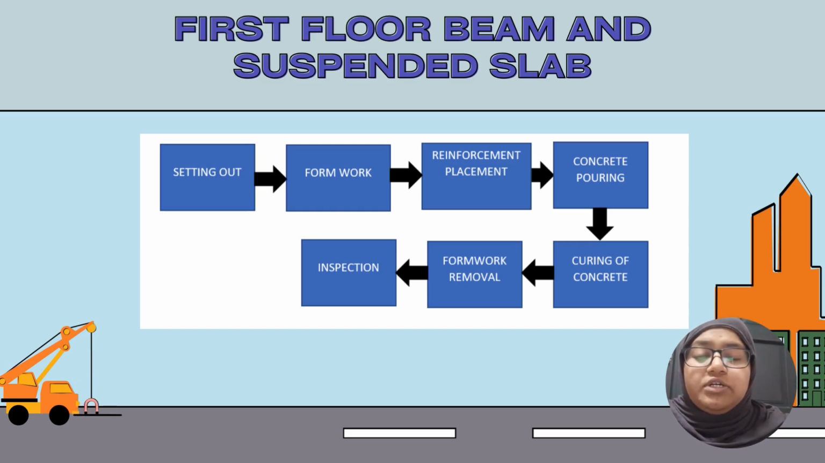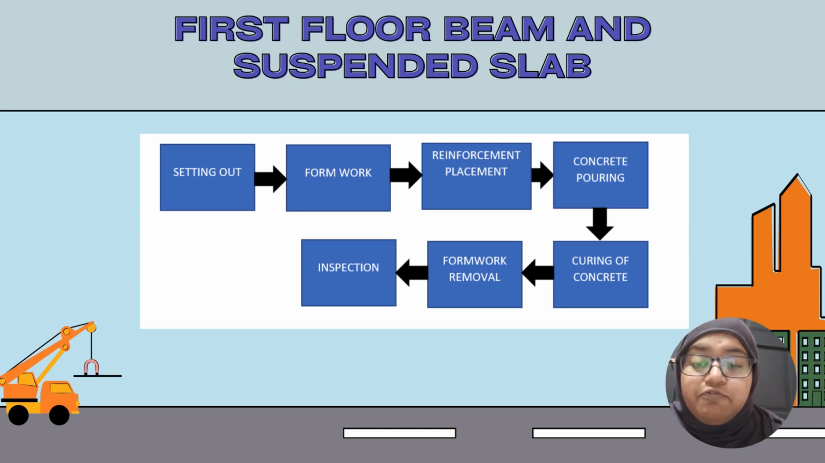For the formwork, we need to check the alignment of the column first, and then we can use plywood or timber to create the sides of the beam. We need to support it well to avoid sagging.